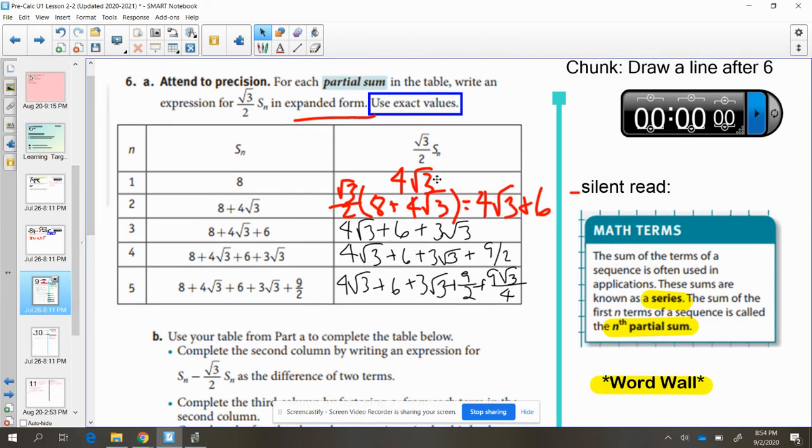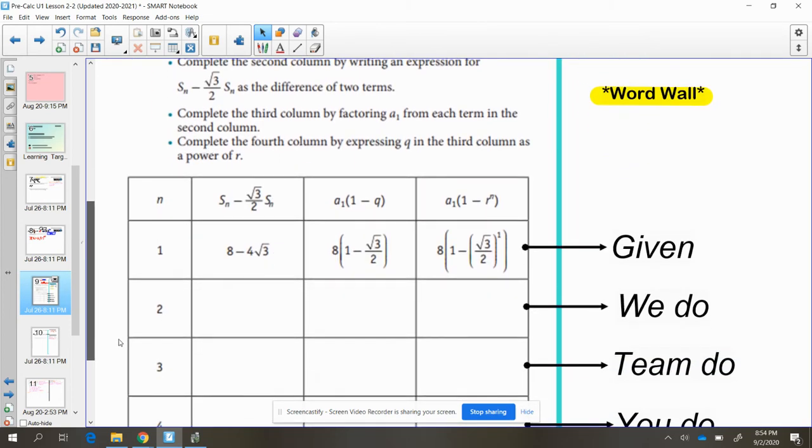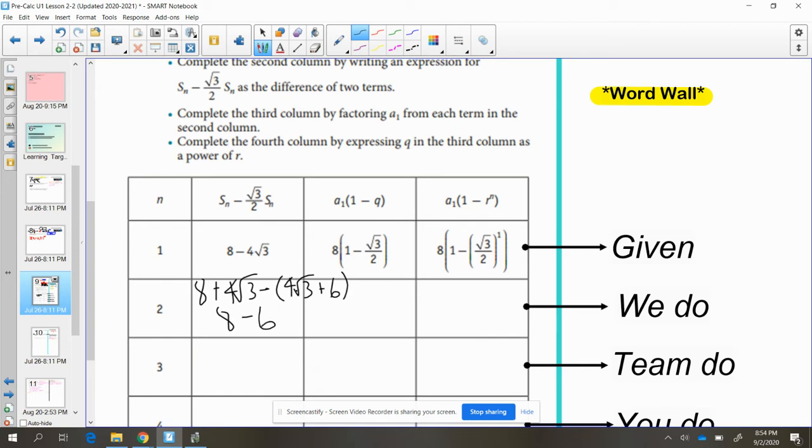So notice here we are basically taking this minus this each time. So you're going to essentially distribute a negative through all of those second pieces, right? We'll do the first one together and then we'll kind of cheat and calculate the rest. We have S sub n was 8 plus 4 square root 3 for S sub 2, and again we're subtracting away the square root of 3 distributed through. So 4 square root 3 plus 6, aka we are left with 8 minus 6.